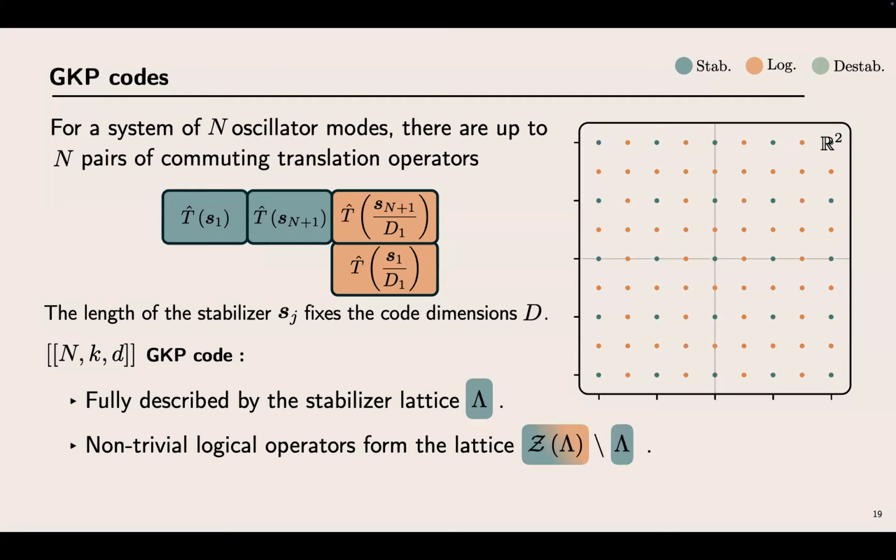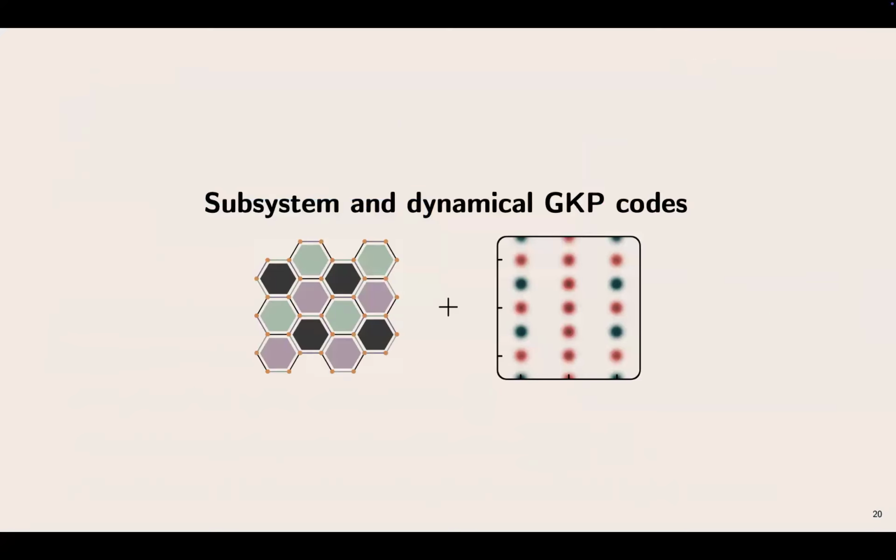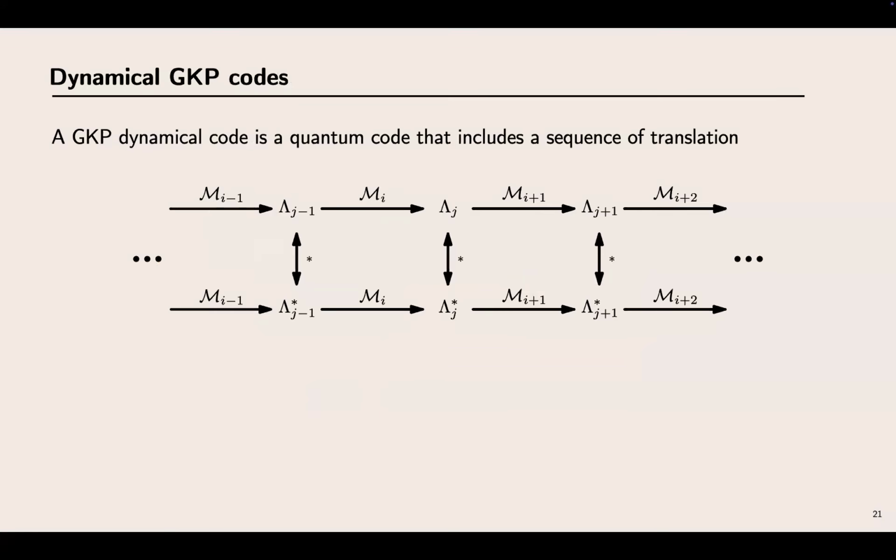And then we can actually find the set of non-trivial logical operators. And finally, the little square on the right is the space of displacements that I can actually correct back through measurement. Okay? So now we can go and figure out what dynamical GKP codes are. These are just a sequence of lattices. And so we will map lattices to lattices through translation measurement.